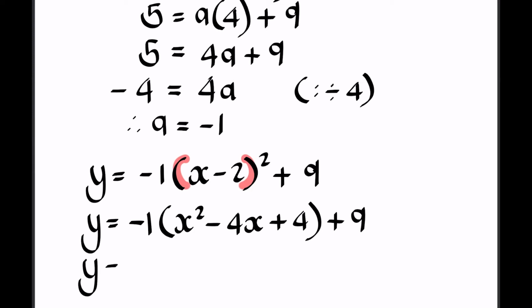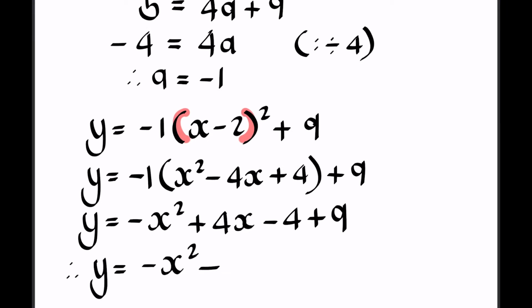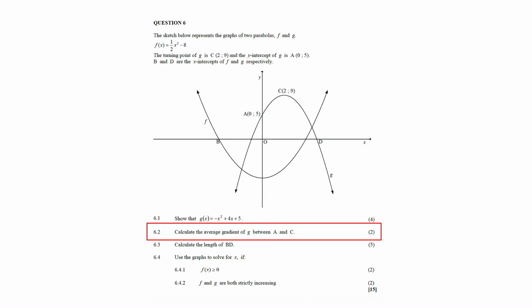So y is equal to, I now take that negative 1 outside the bracket and I'm going to multiply it in with everything inside the bracket. So I have negative x squared plus 4x minus 4, carry down my plus 9. Therefore, y is equal to minus x squared plus 4x minus 4 plus 9 is positive 5. And there I have the standard form that they asked for, y is equal to negative x squared plus 4x plus 5.